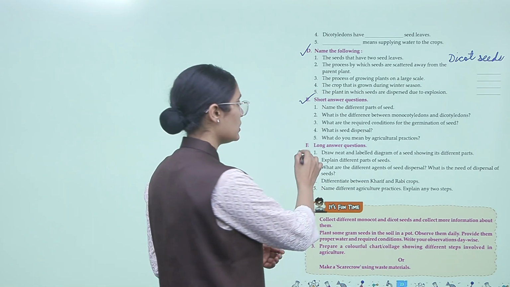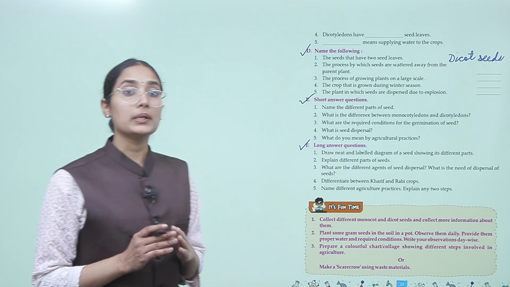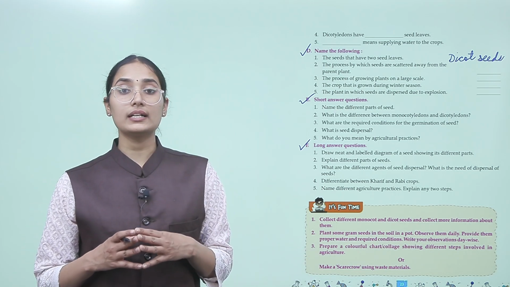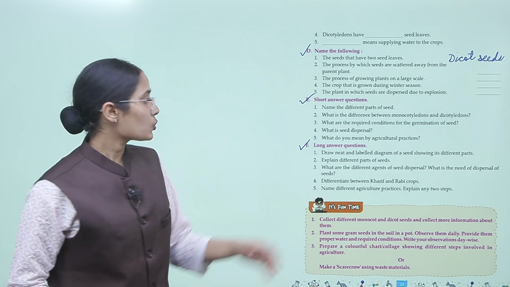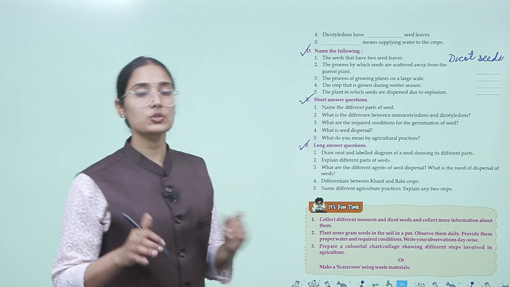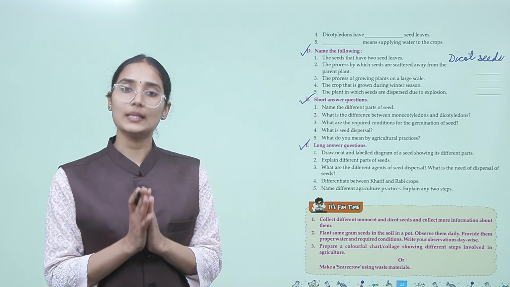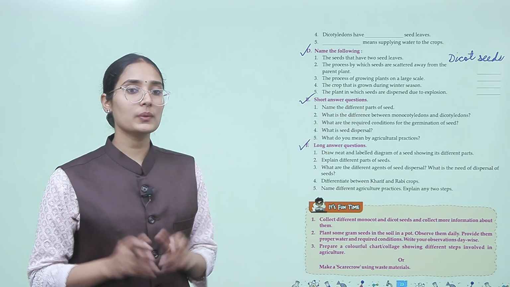Next question is long answer questions. Draw a neat and labelled diagram of a seed showing its different parts. So we just discussed the different parts. We have to neatly draw and label the diagram. Now let's do an activity.